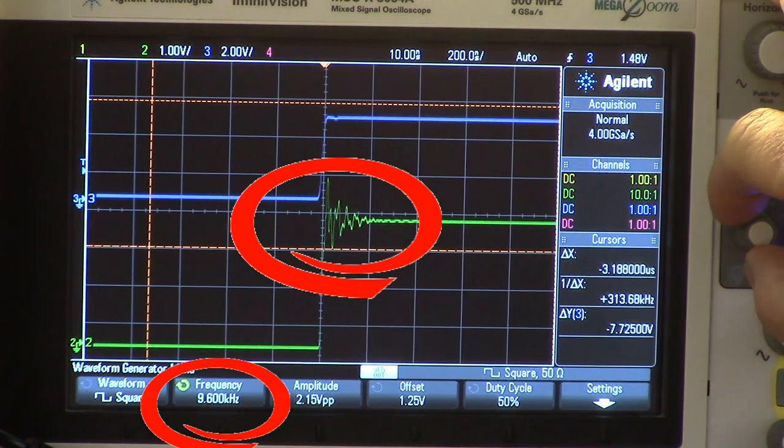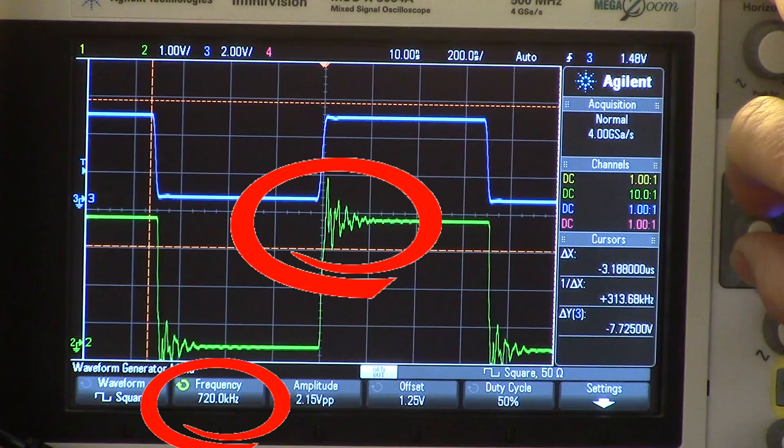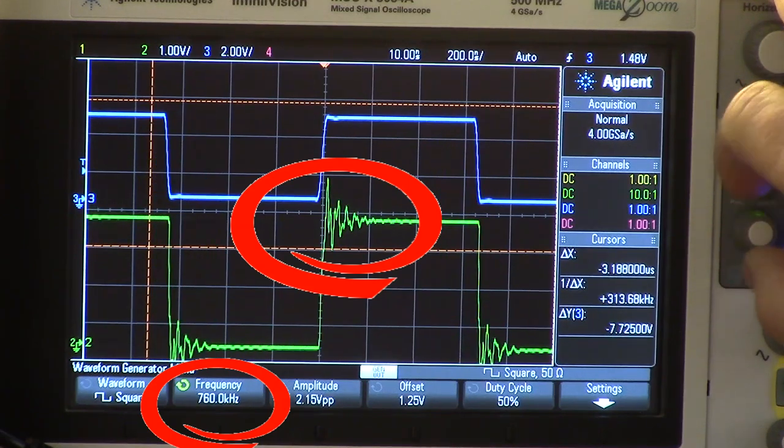Just to illustrate this, I'm going to go back up in frequency. You can see the ringing has not changed in the slightest bit. Only the frequency of the waveform is changing. And that's the first point I want to make today. Everyone talks about digital systems as being fast by looking at the clock rate. You know, we're talking about that 3 gigahertz clock rate on your Pentium processor. And yeah, that is fast. But when it comes to electromagnetic issues, the clock rate is practically irrelevant.